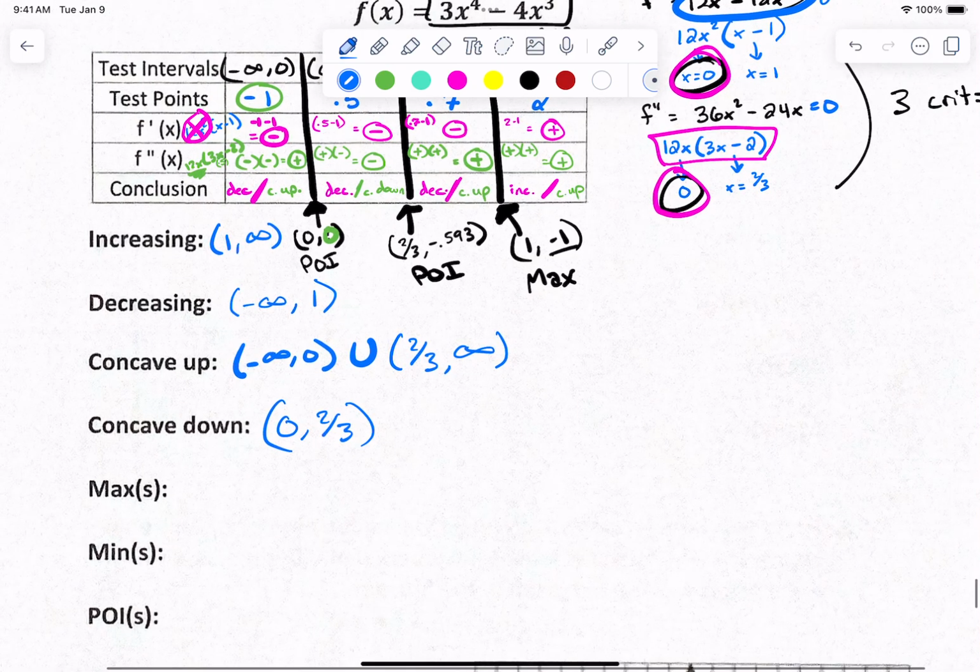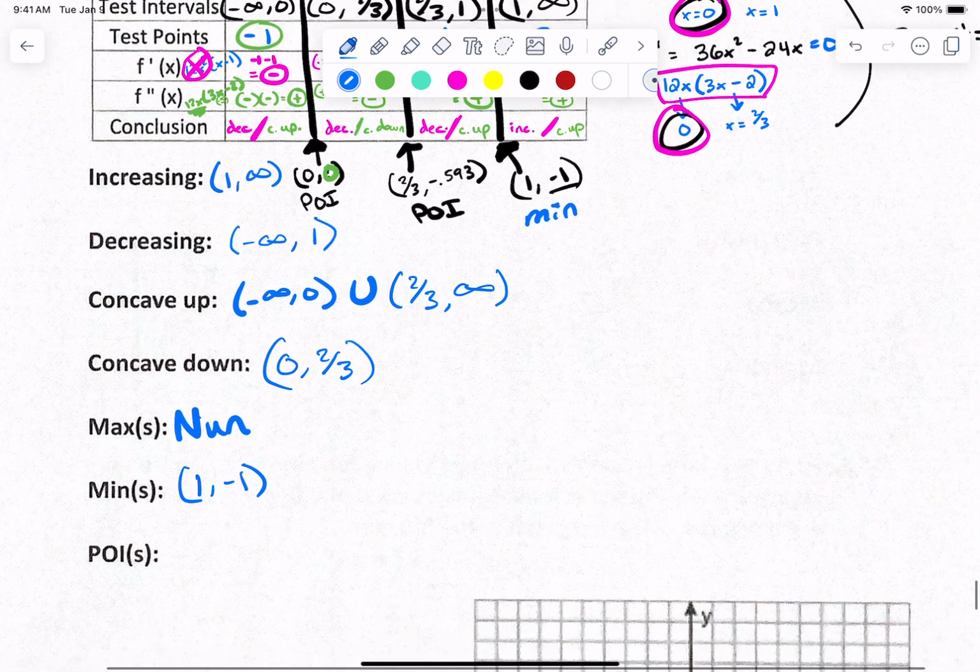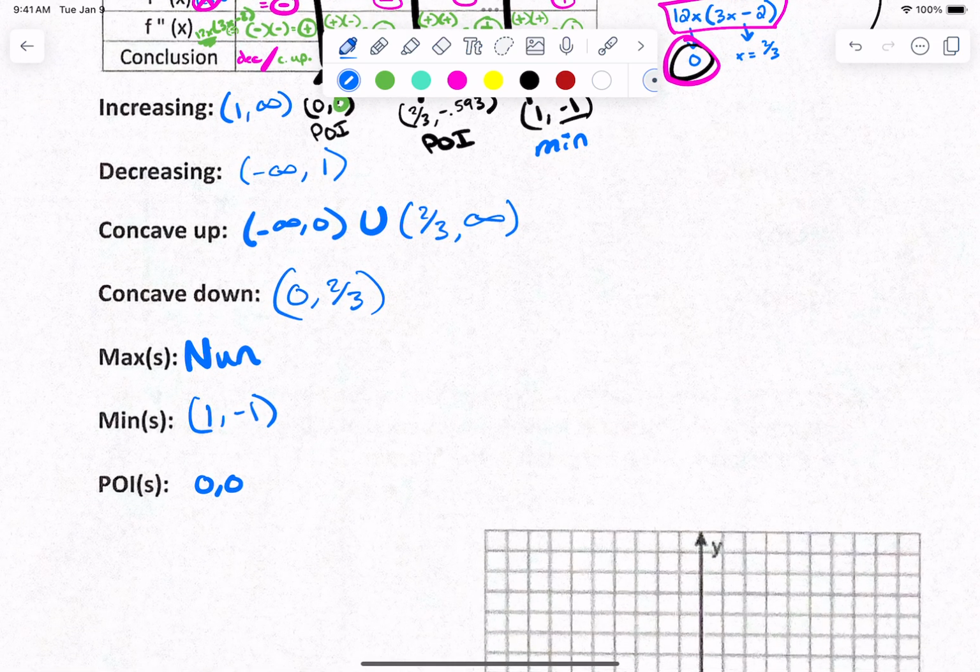Okay, maxes. None. Oh, shoot. I labeled that as a max, but he's actually a min, right? This is a min. I'm sorry, I labeled him wrong. Because he's decreasing and then he's increasing, so he's a min. No max. Okay, min, 1 comma negative 1. And pois, 0, 0 and 2/3 comma negative 0.593.